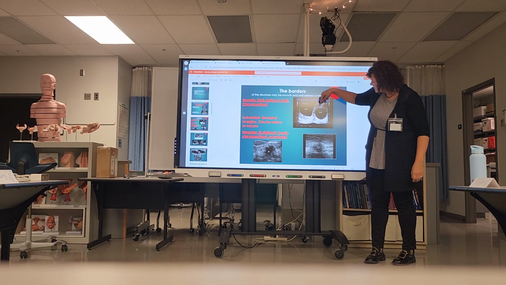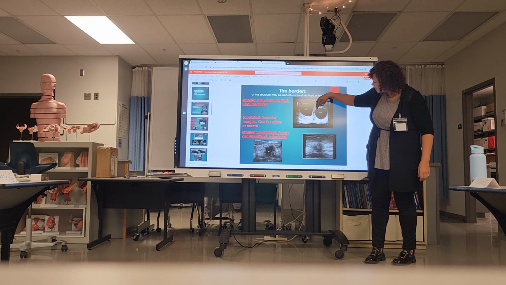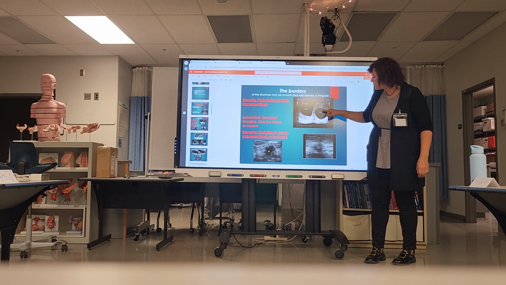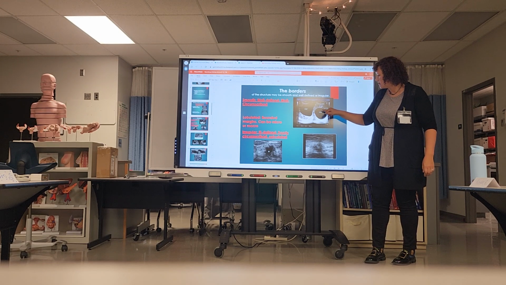You see this echogenic piece right here? That's the wall, and it goes all the way around. We can measure this very easily. You see that?